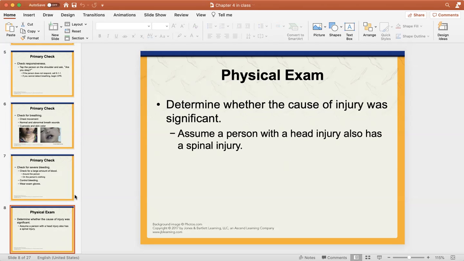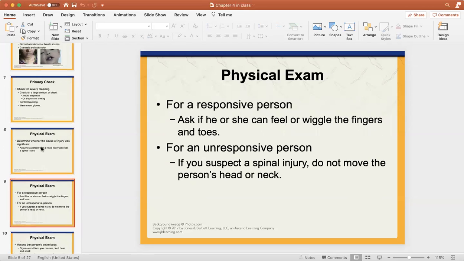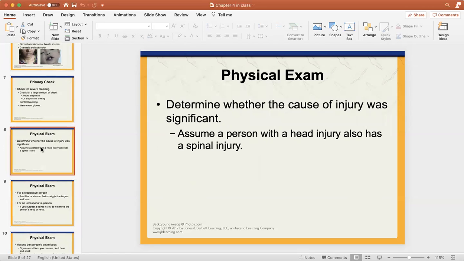You can check for, does my next slide, hold on a second, have how to check for a spinal injury? No. If we were to assume that somebody has a spinal injury and the person is alert, there are several ways that we can check for this spinal injury.